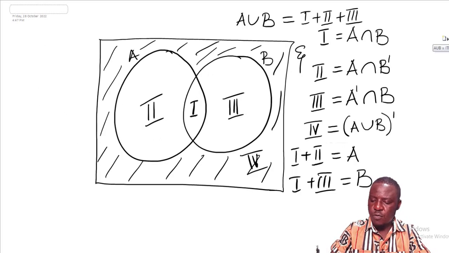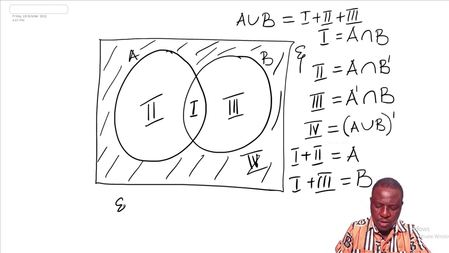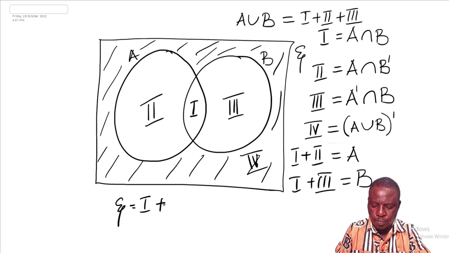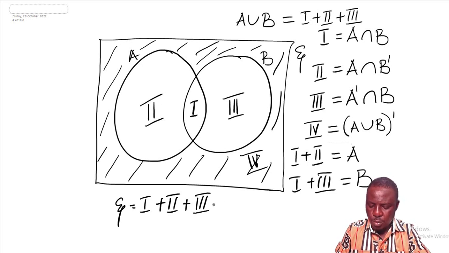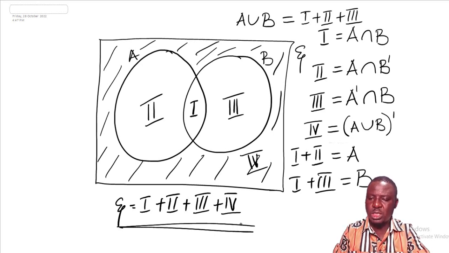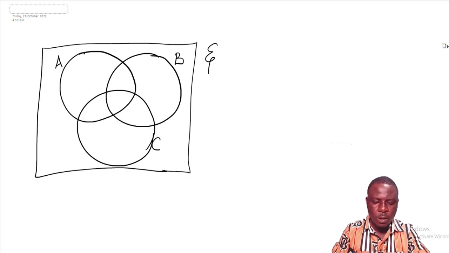For example, in that of the two subset problem, the universal set can be said to be equal to the sum total of region 1 plus region 2 plus region 3 plus region 4. So our advice, you keep this in mind, because this will be used in solving problems on set.